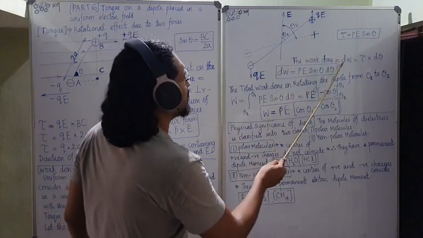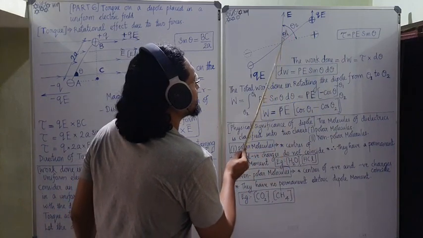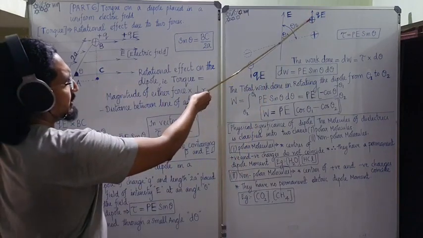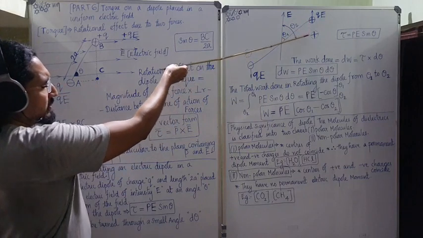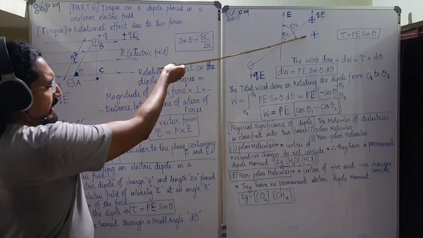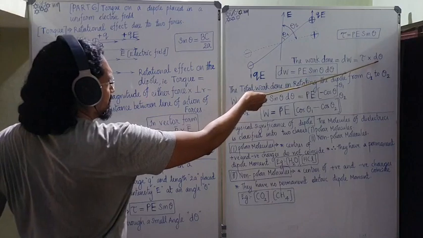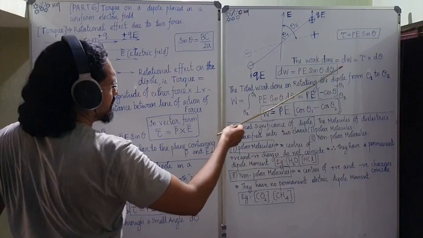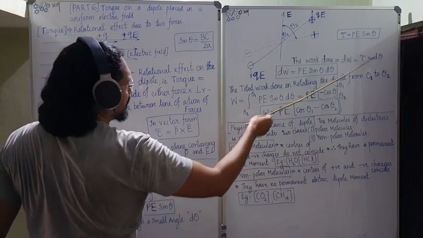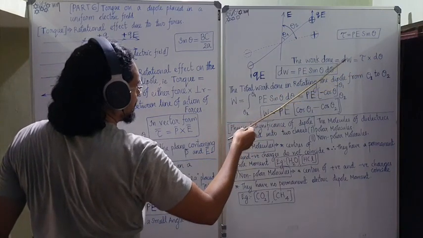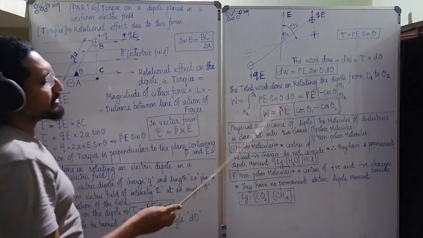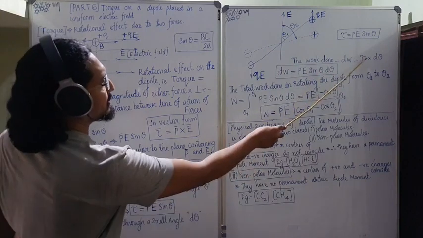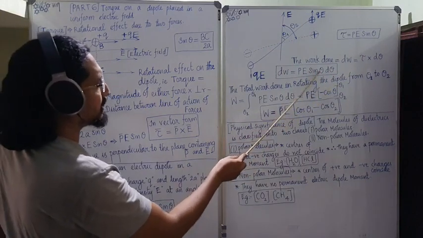Here the distance is the angular distance. The angle traversed is the displacement or the distance. So force into displacement is equal to the work done. The small change in work done corresponds to a change in a small angle. So the work done dW is equal to P E sine theta into d theta, where for tau we have substituted P E sine theta.